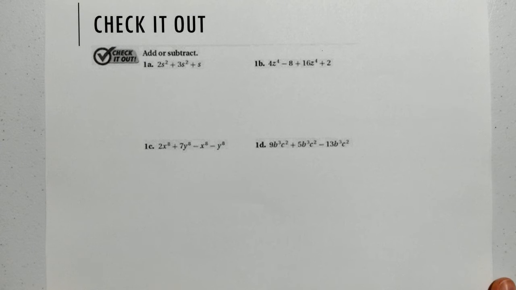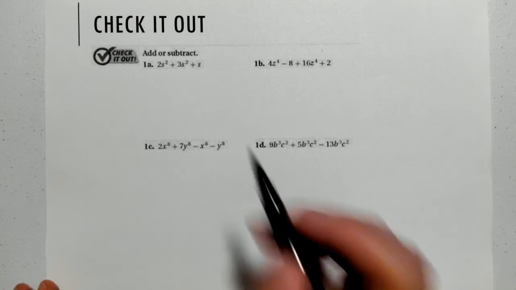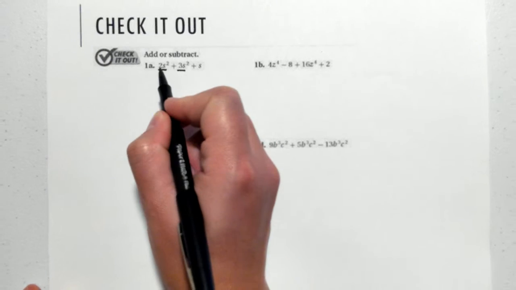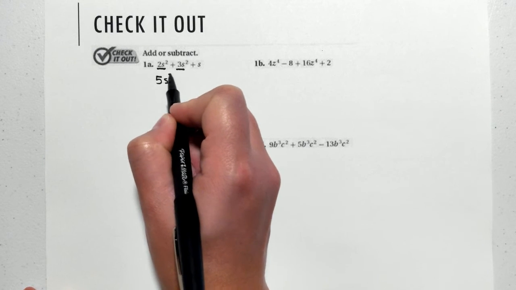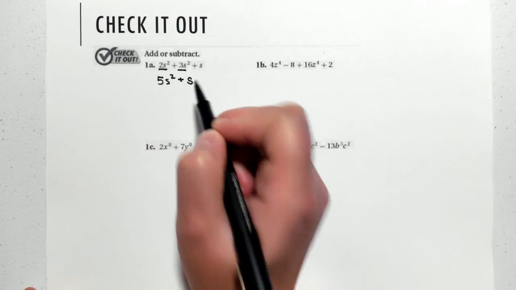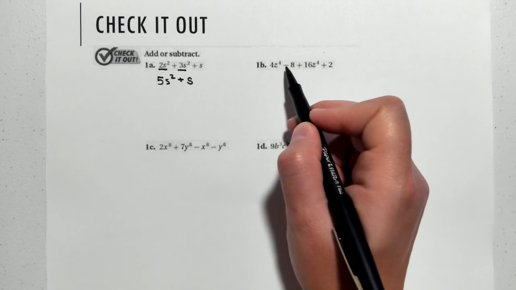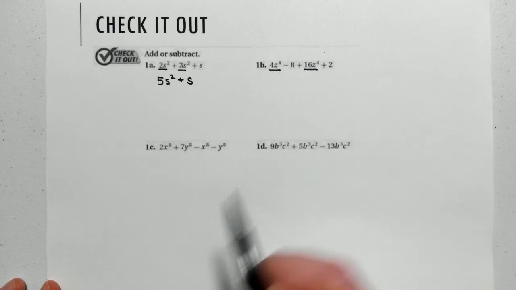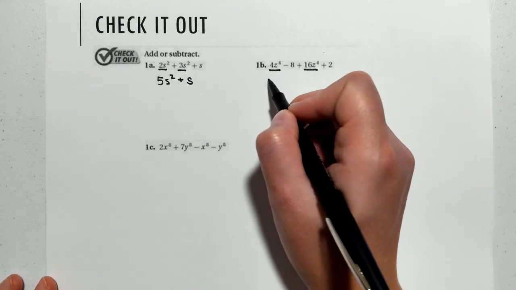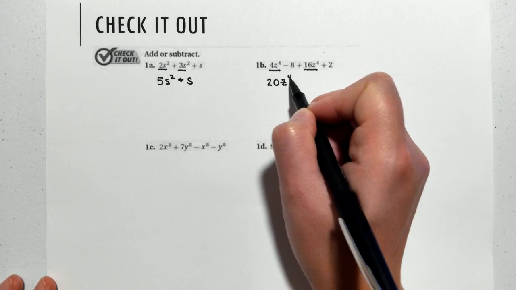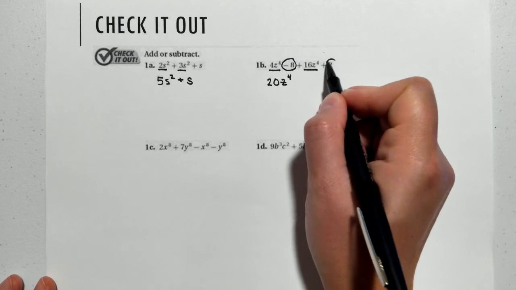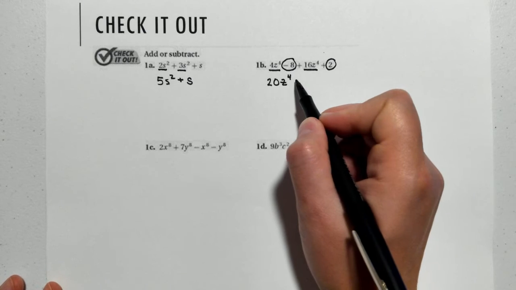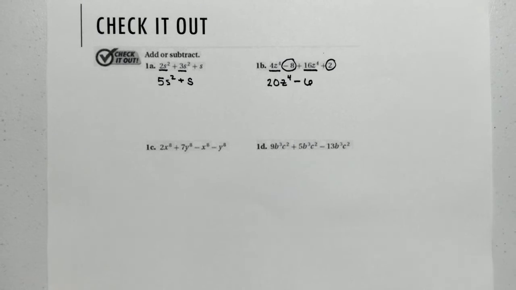So for A, I have 2s squared plus 3s squared plus s. s squared like terms, so 2 plus 3 gives us 5. So 5s squared, and then I have plus s. B, 4z to the fourth minus 8 plus 16z to the fourth plus 2. 4z to the fourth and 16z to the fourth are like terms. 4 plus 16 is 20, so 20z to the fourth. And then the minus 8 plus 2. Negative 8 plus 2 gives us negative 6, so minus 6. So the simplified polynomial is 20z to the 4th minus 6.